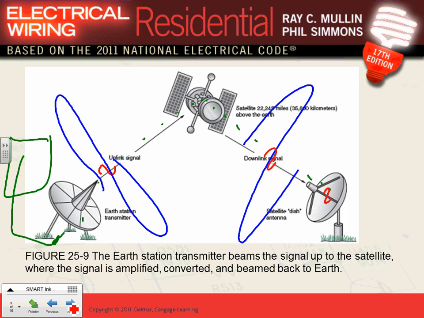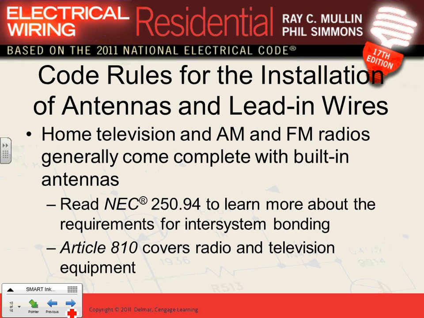Obviously, these have to be grounded. We ground the satellite dishes. Any comments, guys? Any questions so far? So coaxial cable: ground it as you enter, and separate it from low voltage.